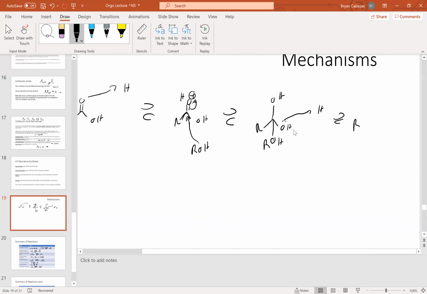Consequently, upon the formation of a good leaving group, remember, an OH is not a good leaving group. However, when you have an H2O, you do have a good leaving group. Let's say we have the H and the R still positive. Actually, I'm sorry, we should have removed this hydrogen on the alcohol before we did anything else. So let's just start from here.